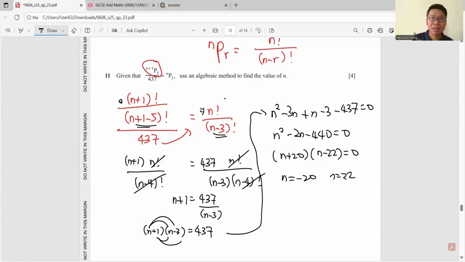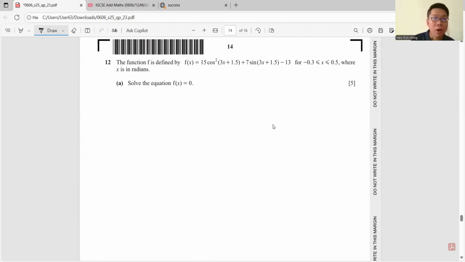We know n is a positive value, so it is impossible to be negative 20. So we only accept n equals 22. Question 12. The function is defined by this, a bit long. It's in radians. Solve the equation of this equals to 0.